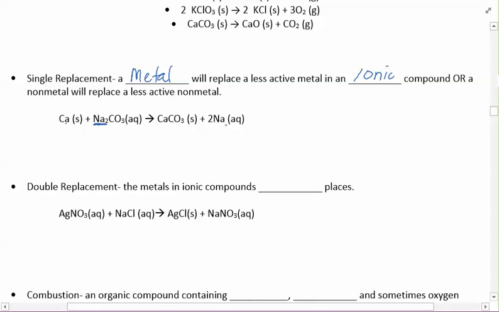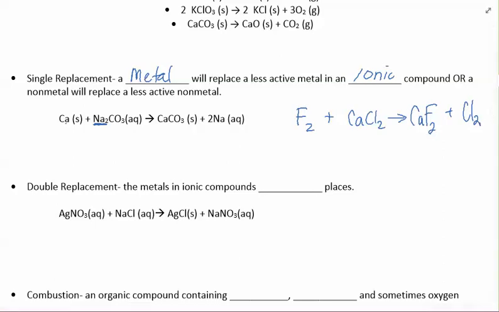Now, there is another type. You could have fluorine gas. Let's say we have calcium chloride. Since fluorine is a nonmetal, it's going to replace the chlorine, so you're going to get calcium fluoride plus chlorine gas. So this is the opposite. So you have to identify your substance as either metal or nonmetal, and then it's going to replace that component.